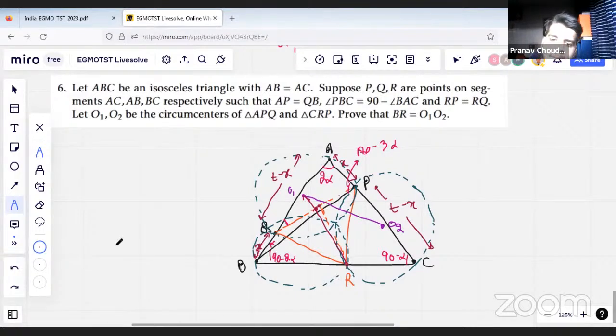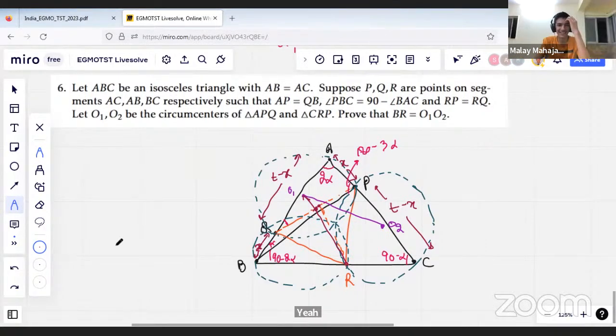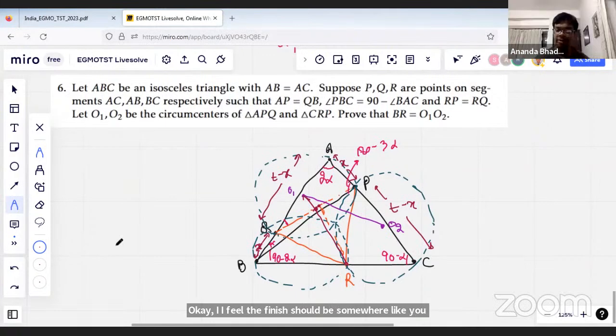Wait, how is O1 the perpendicular bisector of PR? That's not true. Oh, right. Sorry. O1R is the perpendicular bisector of PQ. Yeah. Okay, I feel the finish should be somewhere like you have to find two congruent triangles involving BR and O1O2. Exactly.